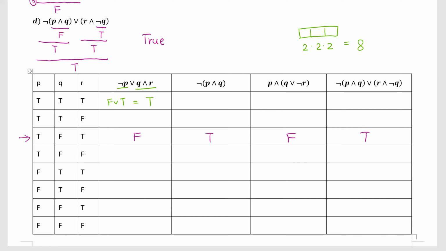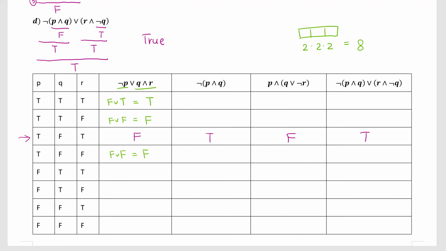Let's go to the next. Not P: not true is false. Q and R: because R is false, we know and will give us false. And false or false will give us false. The next one we already calculated. And the next, not P is false. And then Q and R, false and false is false. So false or false is also false.